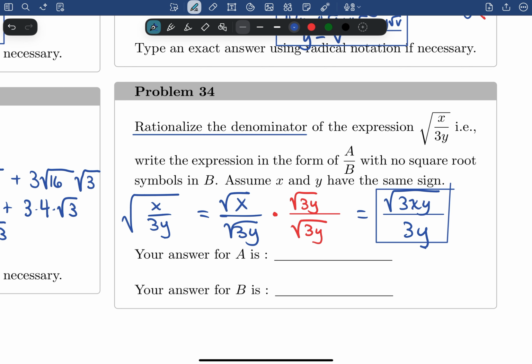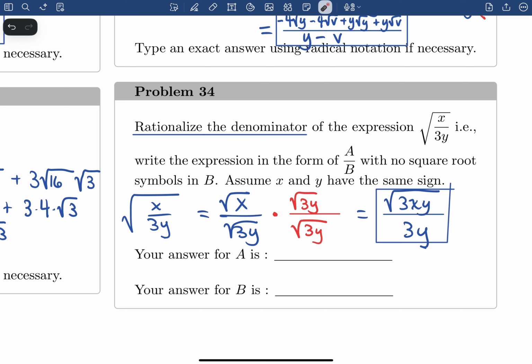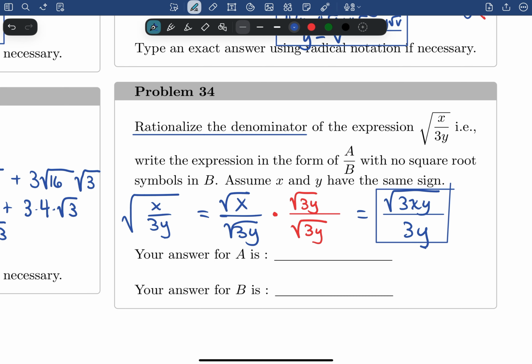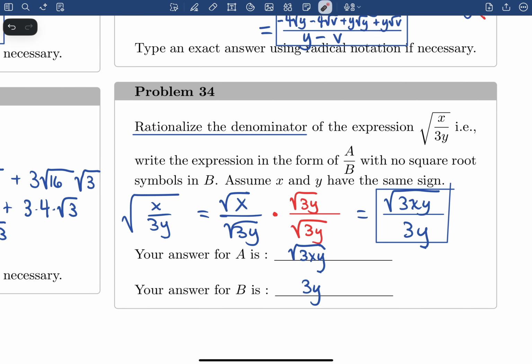Mathematicians hate it. And so my answer for the numerator stuff, right? A is the numerator stuff. Well, that's the square root of 3xy. That's my answer. Okay. And then the denominator is 3y. No more radical, right? 3y is the answer for the denominator of that fraction.